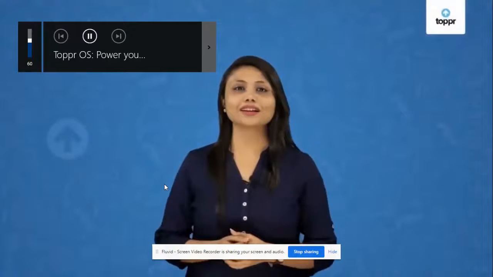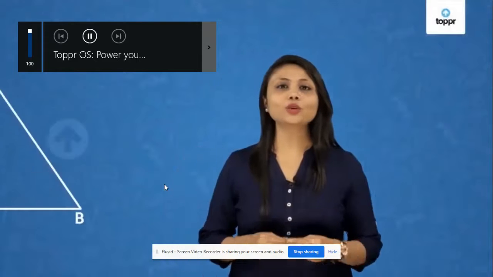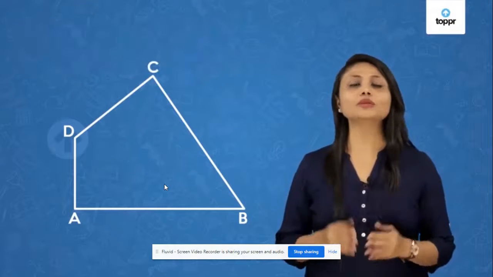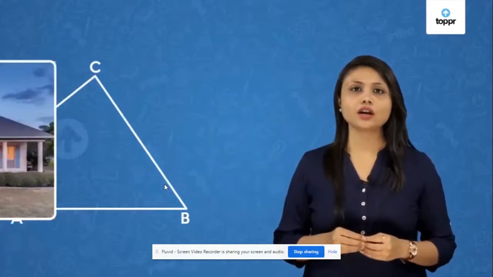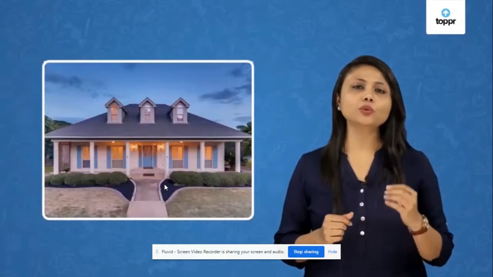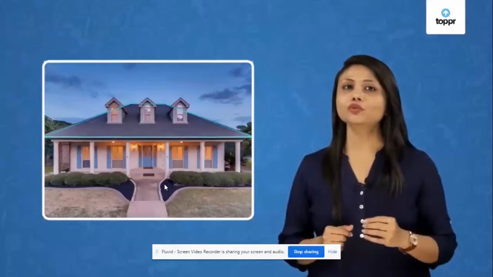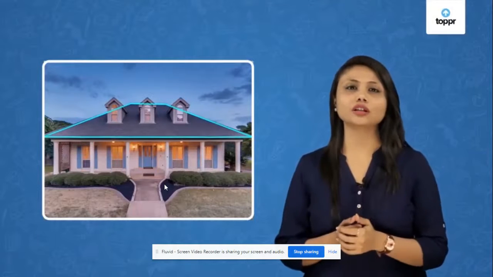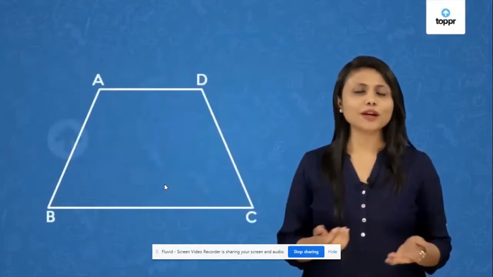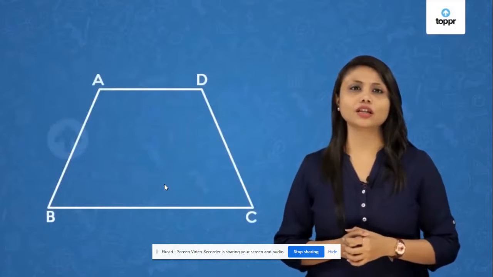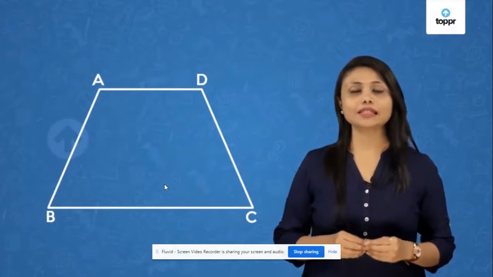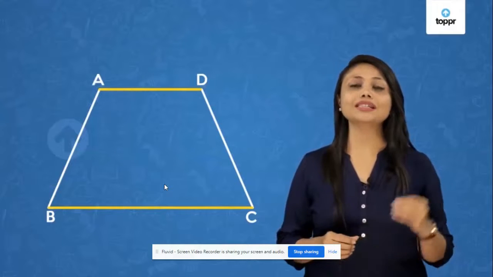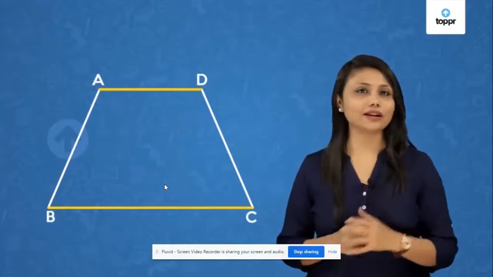Welcome back. Now that we know quadrilaterals and their properties, it's time to learn about the types of quadrilaterals. From this picture, you will notice that the shape of the roof has 4 sides. Hence, it is a quadrilateral. But what's so special about this quadrilateral? In this quadrilateral ABCD, one pair of opposite sides is parallel, which means AD and BC are parallel.